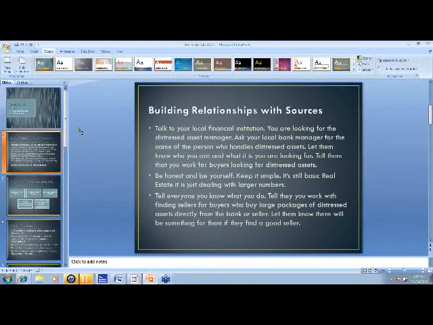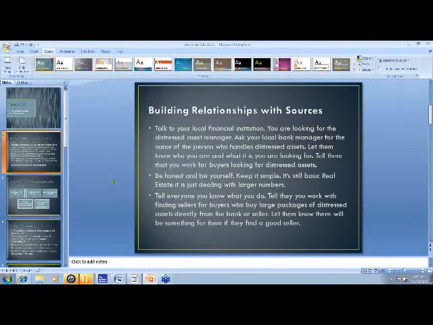And you've got to be persistent. You might have to make a few phone calls to try to get to the right person to talk to. And then when you get to them, you just tell them that you work for buyers looking for distressed assets, because you do work for the buyer, even though you're finding the asset. Then you're going to get in touch with me and let me know, hey, look, I have a potential source, and then we're going to follow up. But that is working for the buyer.